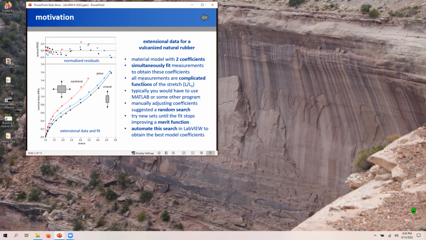Basically, these measurements are each complicated functions of what's called the stretch, which is the ratio of the current length to the initial length. So you can see rubber over 4.5 times its initial length, right? Which is no surprise if you've ever stretched a rubber band. You would typically have to go to some other program to do this, and I didn't want to do that. I was just playing around with coefficients, just tweak it this way, tweak it that way. And I realized maybe I could automate this in LabVIEW and just let it tweak it until it got better. So you need some measure, something called a merit function that indicates whether you're closer to the good fit.